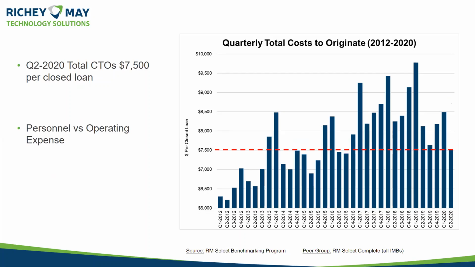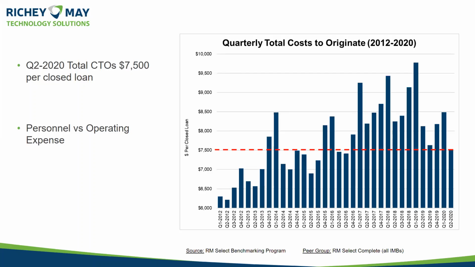So let's take a look now at the total cost to originate. For this, it's going to be really most of your expenses. The idea here is that we're getting all of your origination-related expenses, so this is your total origination cost per loan. Q2 came in at $7,500 per loan, which actually is not that impressive. It's just slightly lower than Q3.